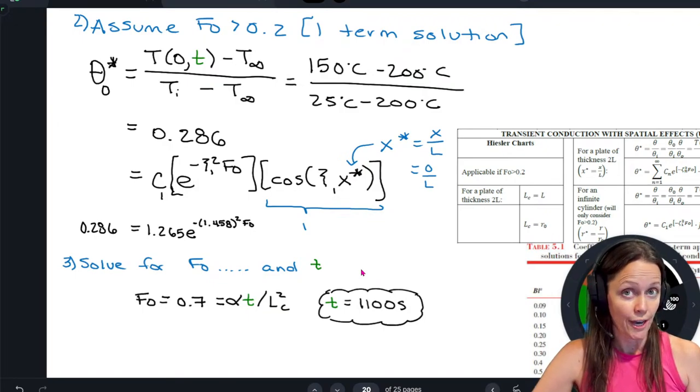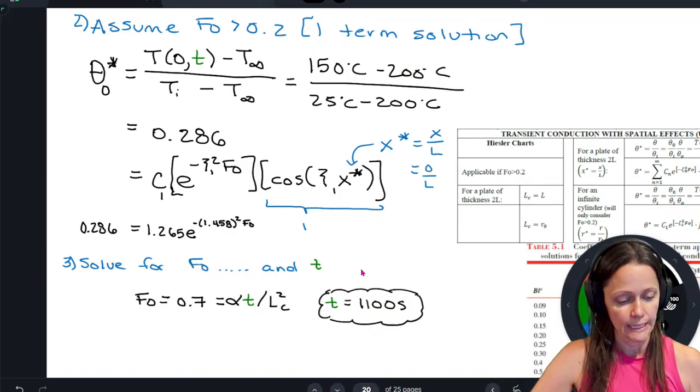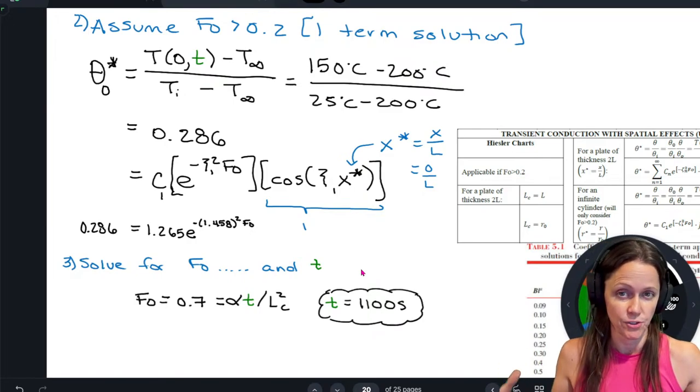And if you want to use the Heisler charts, you can. It won't take that long. I'm going to go through that really quick, and then we'll call it. And then tomorrow we'll start talking about cylindrical coordinates.